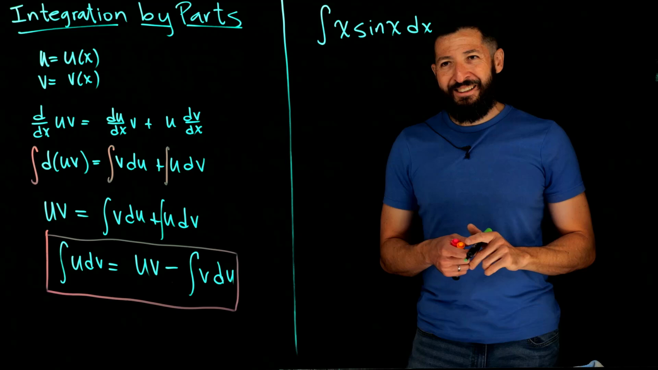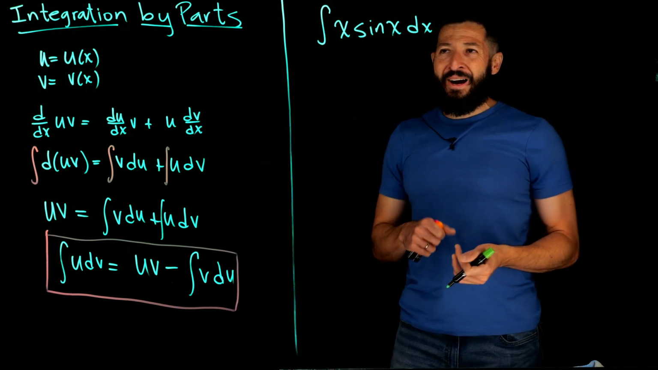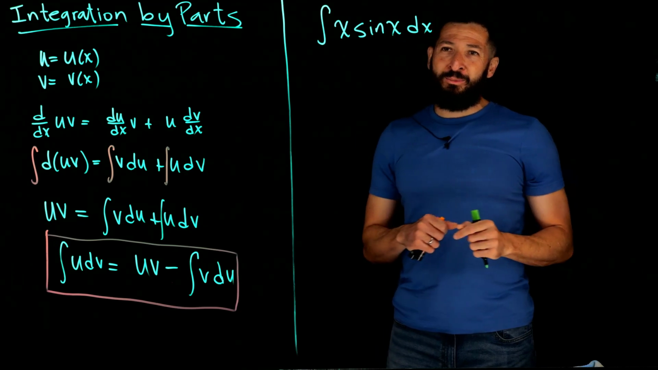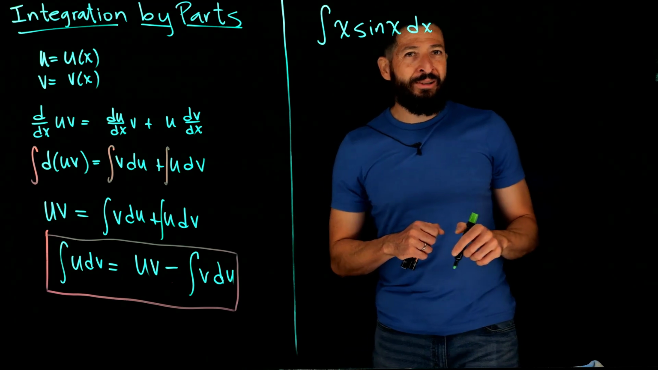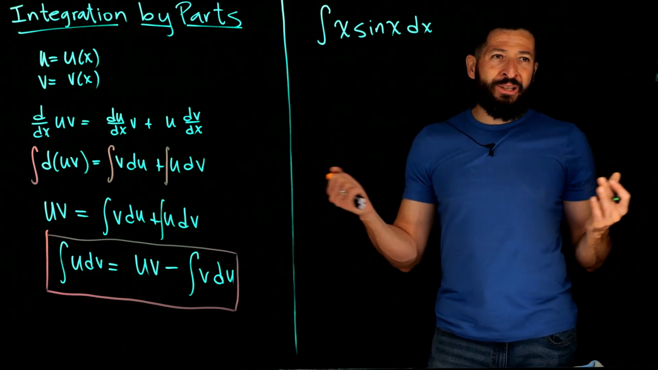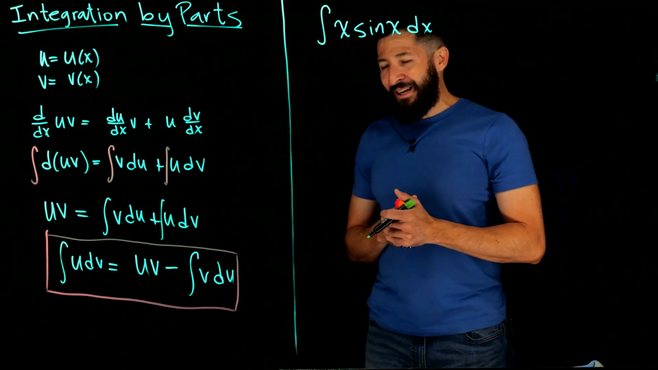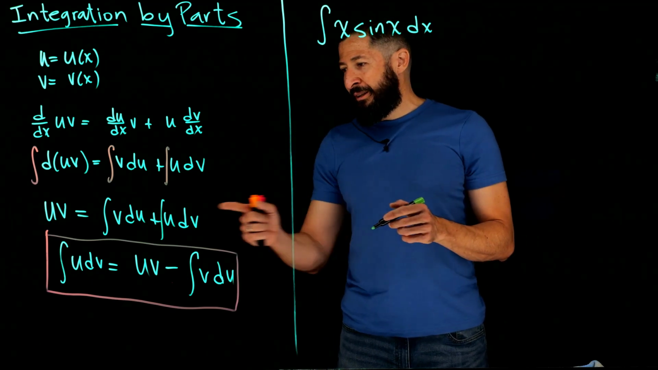But unfortunately, just like with the derivative, we needed a product rule. For integration, we also kind of just say, well, the integral of x is x squared over 2. The integral of the sine is going to be negative cosine. I put them together, multiply it out, and I'm done. That unfortunately does not work. So we need to use this form.